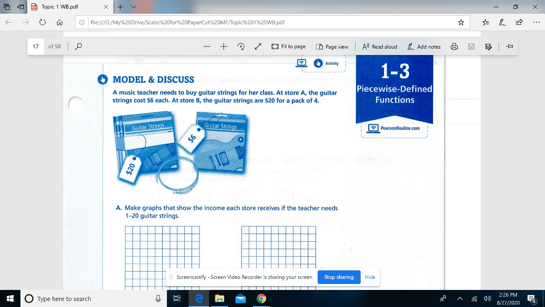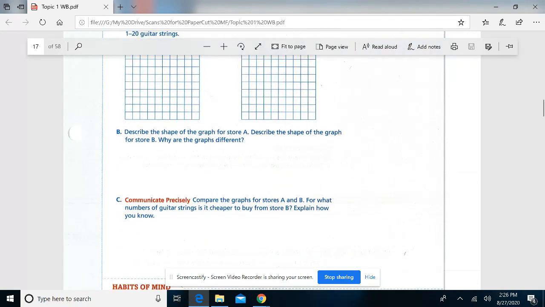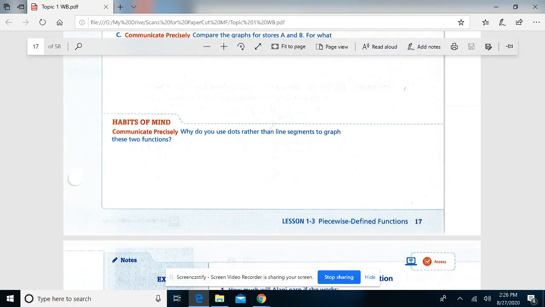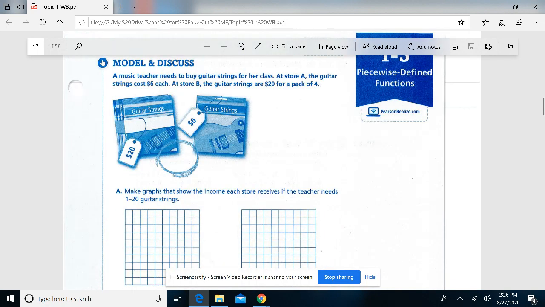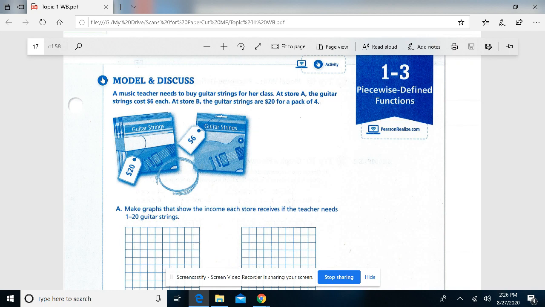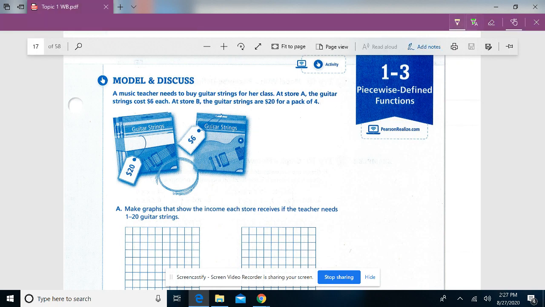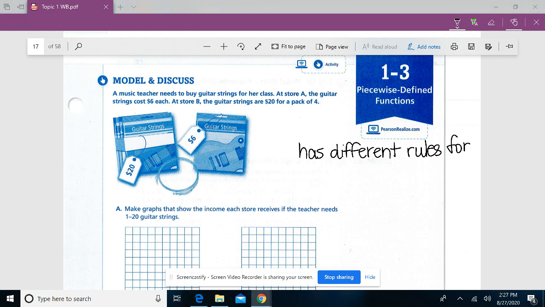Now, we are on page 17 in your workbook. So starting on page 17 in your workbook, we can take some notes. And the first thing that we want to do is write down what a piecewise function is. So verbally, a piecewise function has different rules or different formulas for different parts of the domain.